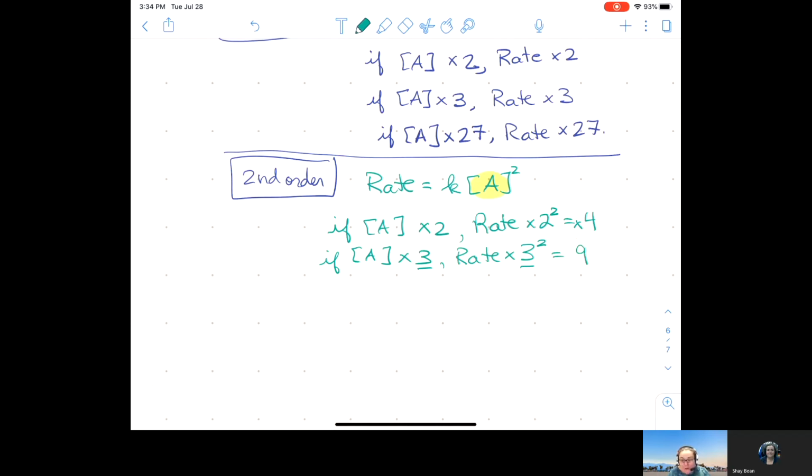If the concentration goes up by 27, then the rate is going to go up by 27 squared. So it goes up by whatever the concentration goes up, raised to whatever the order is, and I need to use my calculator. 27 squared is 729. So that's the pattern of a second order.